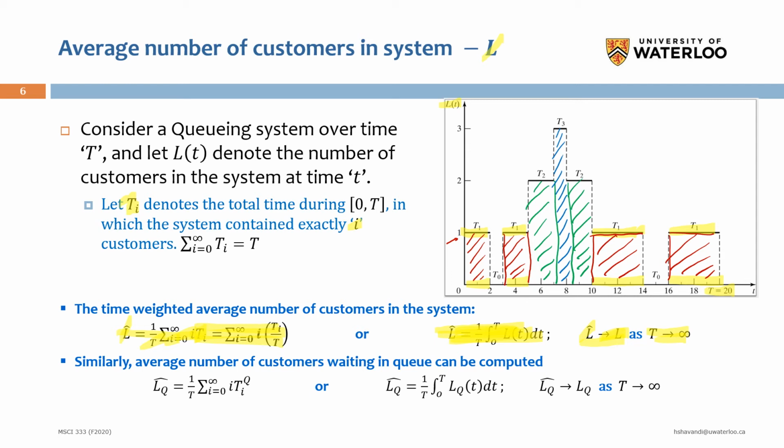And similarly for L, we can calculate the average number of customers waiting in queue, okay, not in system. So LQ hat will be like this, exactly the same, but we have TiQ, the time that i customers are waiting in line, instead of having i customers in the system. Okay, and again in the same manner for LQ hat and so on.